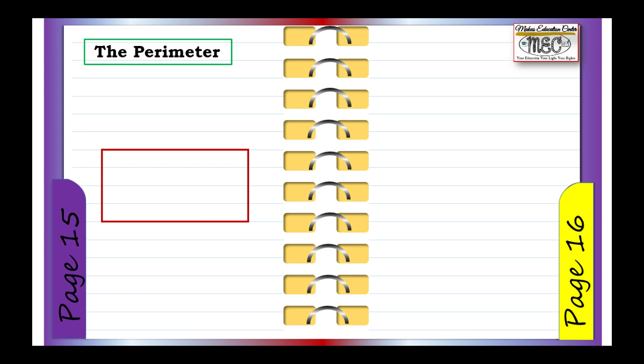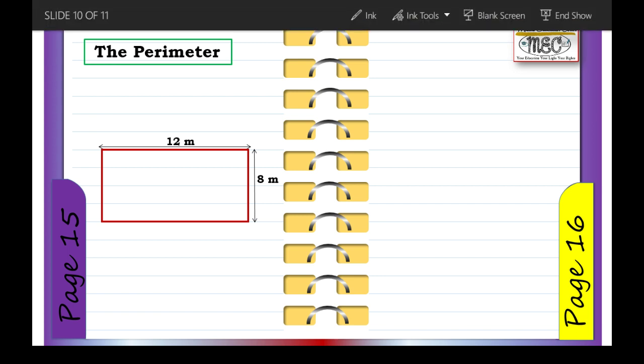Wow, you know that this is a rectangle. Now, a rectangle has measurements, as we say. Here it is 12 meters. There we have 8 meters. The most important thing that you must know on a rectangle is this.